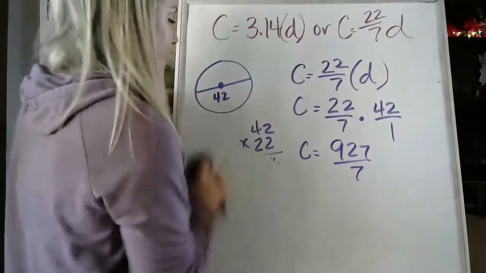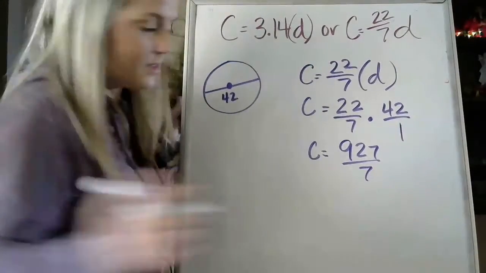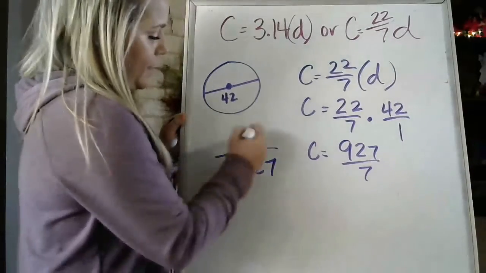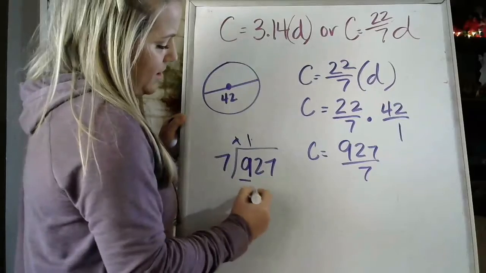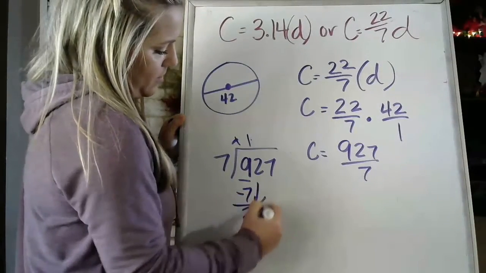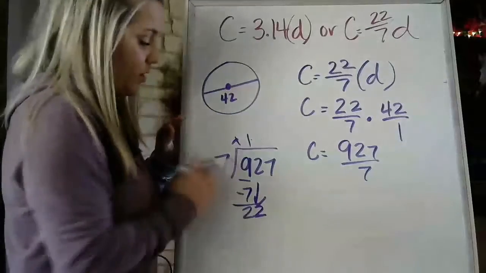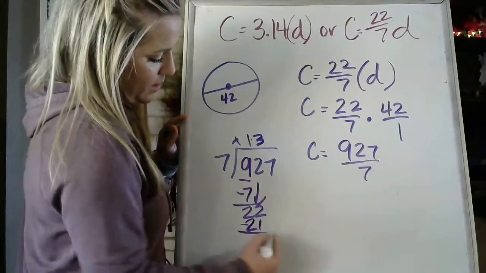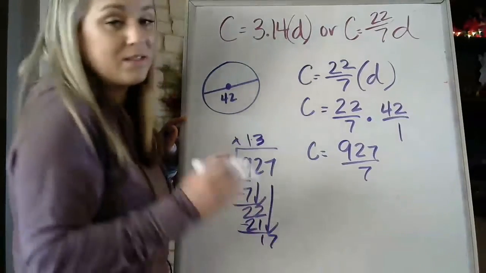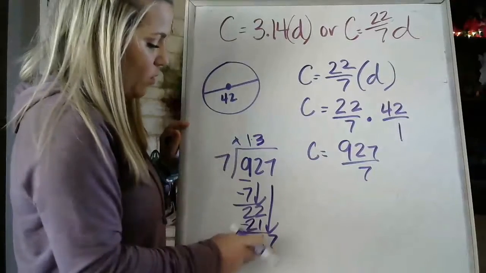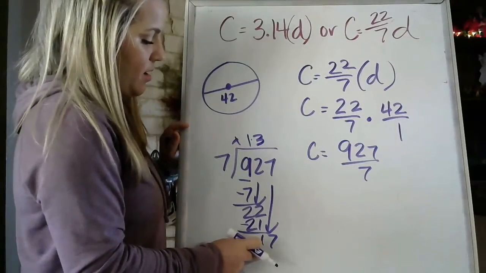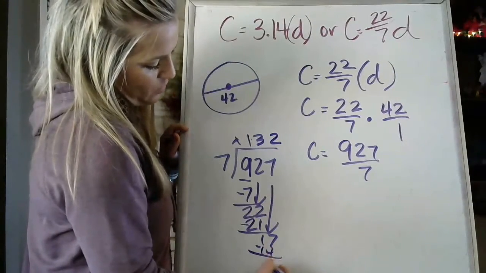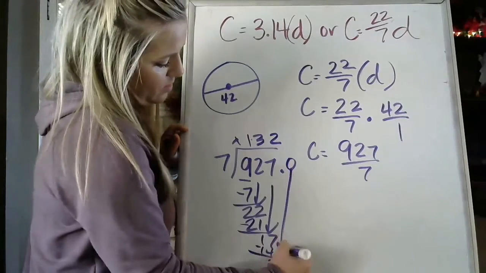Okay, let's see what this does. So 924 divided by 7. 7 goes into 9 one time. 1 times 7 is 7. And we have 22 down here. We know 7 times 3 is 21. So 7 will go into 22 3 times. And it wants us to round to the nearest tenth. 7 will go into 17 2 times, which is 14. 7 minus 4 is 3.0.